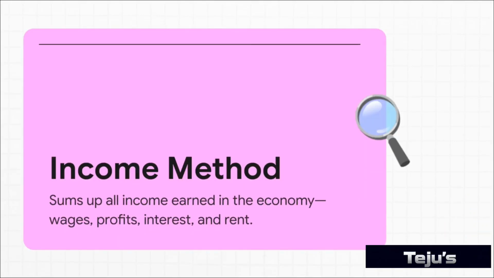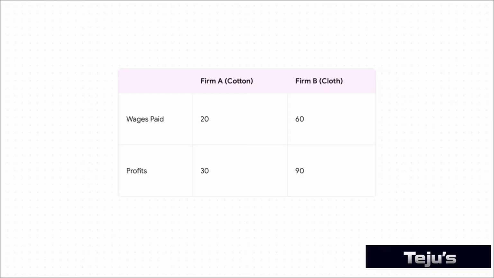And now for our final angle, the income method. This one makes a lot of sense when you think about it. Every single dollar that's spent on a product has to end up in someone's pocket, right? It becomes income for somebody, either as wages for an employee or as profit for the business owner. So this method just adds all that income up. So let's follow the money. Firm A earned $50. It paid $20 in wages and kept $30 in profit. Firm B added $150 in value. It paid $60 of that in wages and kept $90 in profit.